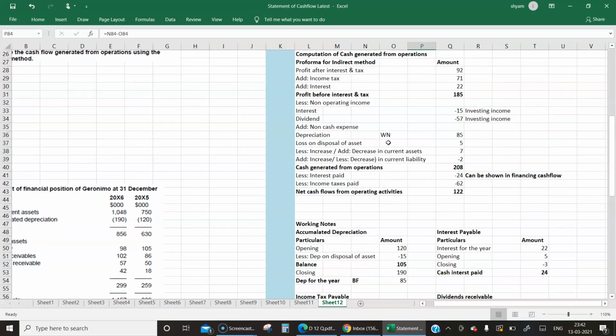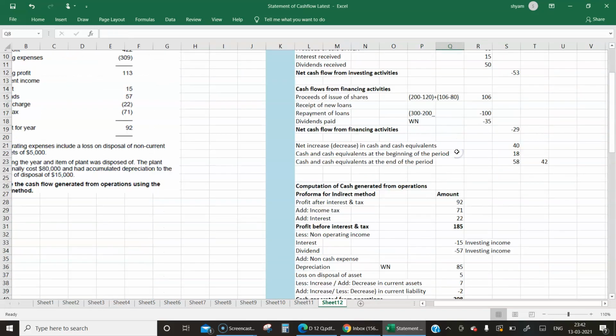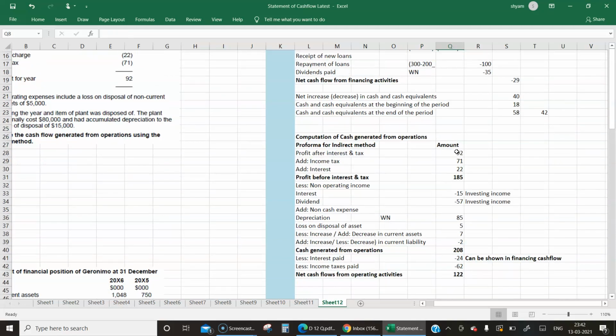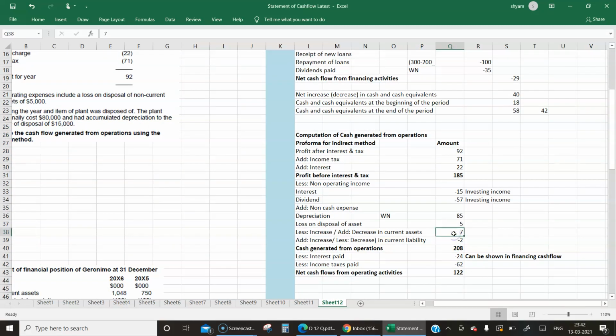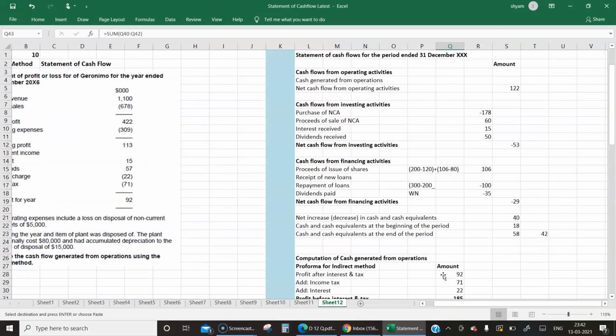So where should we show it? We should show it here. It is -9. Okay, so the answer comes to 106. So operating cash flow is 106. So we put that there, and voila, our answer is perfect.